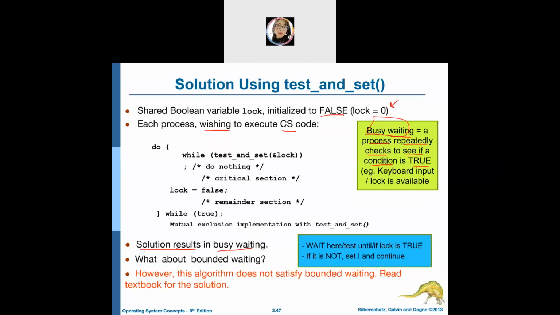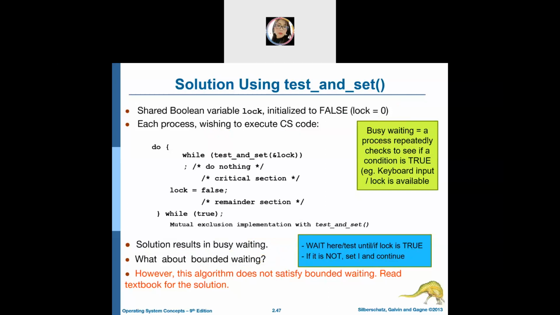So what is the solution if you find that it is busy waiting? What about bounded waiting? Can it be a cure or not? However, this algorithm does not satisfy bounded waiting. You can try to check the reference that I provided in the learning material for extra information about test and set. So you can see here, wait or test until the lock is true. So this is the solution for waiting. If not, set it to 1 and continue. So you're going to do similar things.